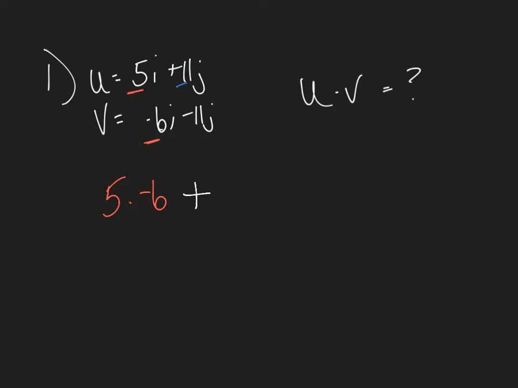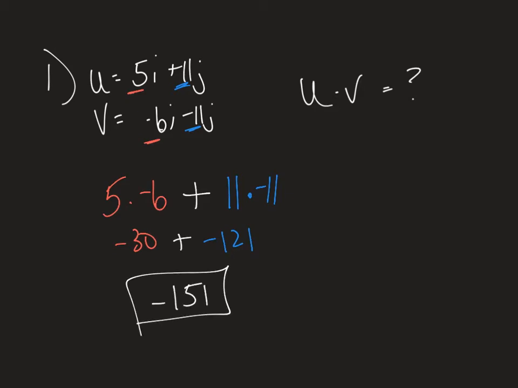Your j components are a positive 11 and a negative 11, so positive 11 times a negative 11, so we get a negative 30 plus a negative 121. Negative 121. And so the actual answer is negative 151. Notice that there are no i's or j's while I'm working with it. You don't actually write them out. That's not part of it. Remember, it's just a number. It's a scalar.